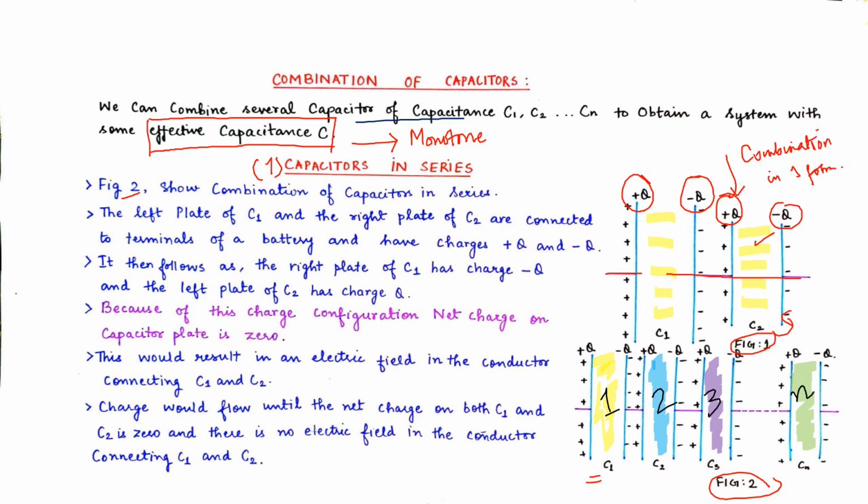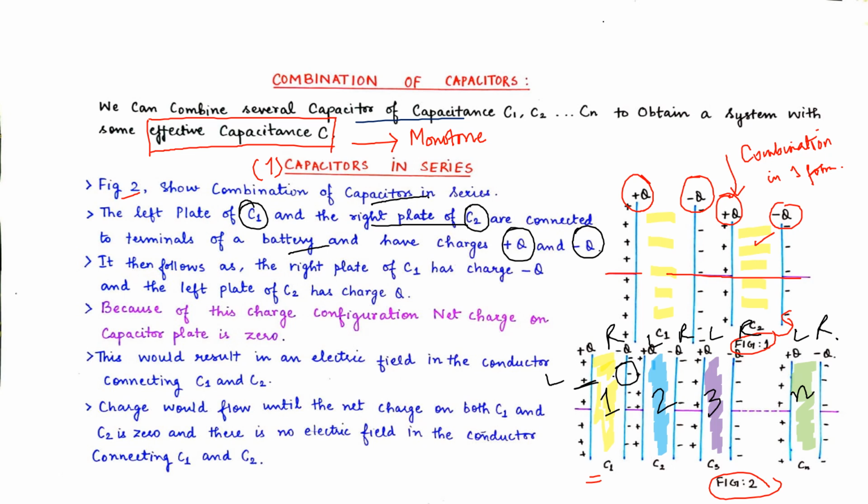So they are connected in a series. Figure 2 shows a combination of capacitors in series. The left plate of capacitor C1, see, this one is the left plate, this one is the right plate. Left, right, left, right. And the right plate of capacitor C2 are connected to the terminals of the battery. Hence charges plus Q and minus Q.